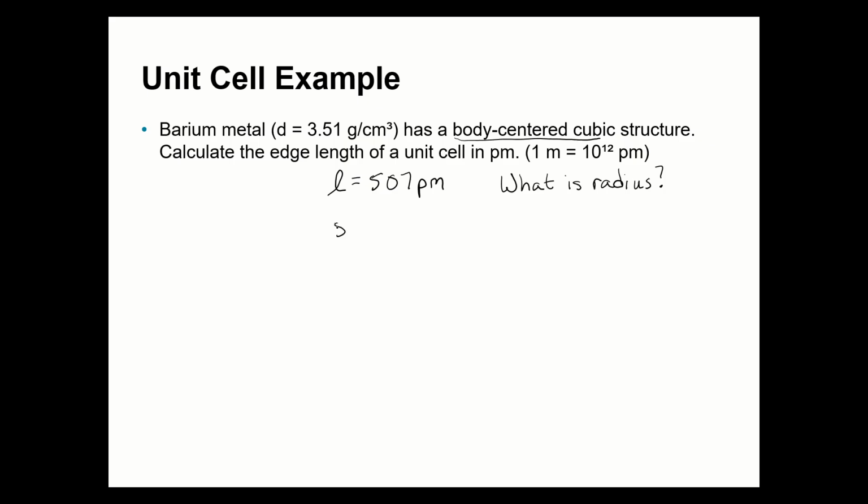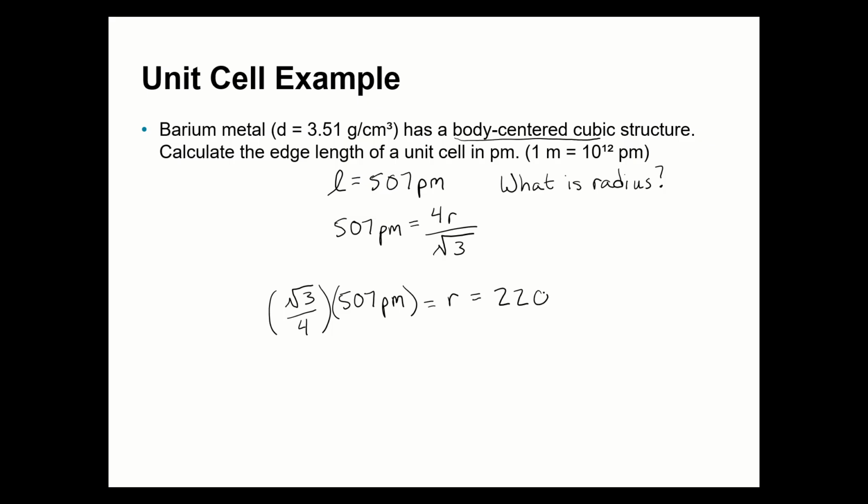So that length of 507 picometers should be equal to 4 times the radius divided by the square root of 3. And so we can solve this equation, of course, by taking 507 picometers and multiplying by the square root of 3 over 4 to get our radius back. And so that should be roughly 220 picometers. Okay, so just keep in mind length 507, radius 220.